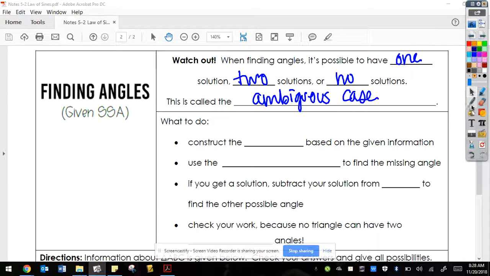To actually solve the ambiguous case when you're given side-side angle, you construct the triangle based on the given information. Then you use the law of sines.